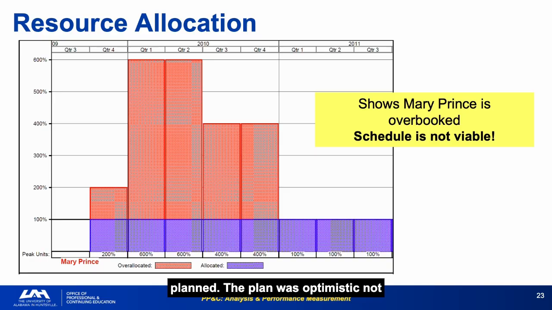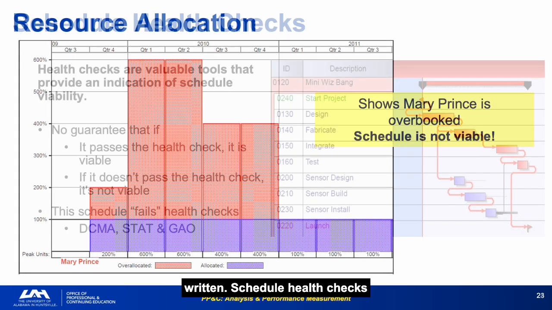The plan was optimistic not because of incorrect task durations, but because of impossible resource assignments. When assessing a schedule for the first time, checking resource allocation is one of the highest value activities. Overallocations reveal a schedule that cannot be executed as written.